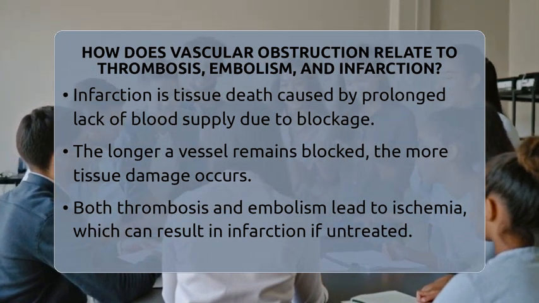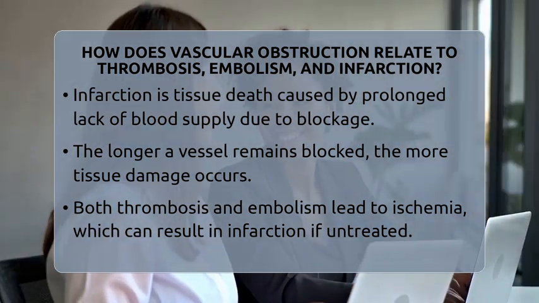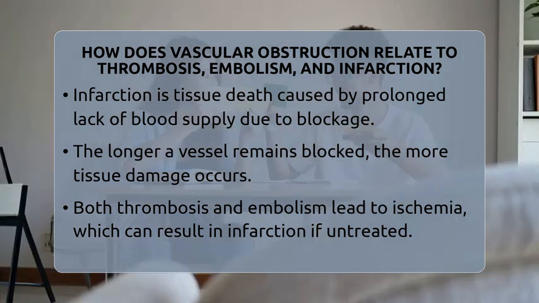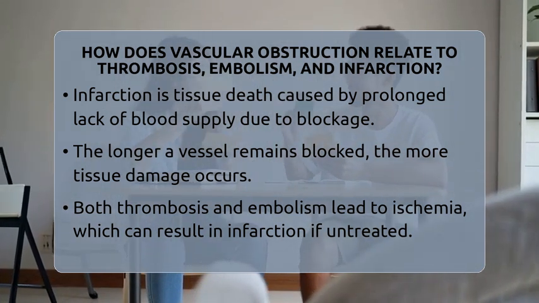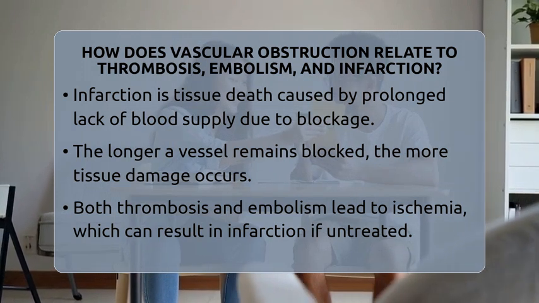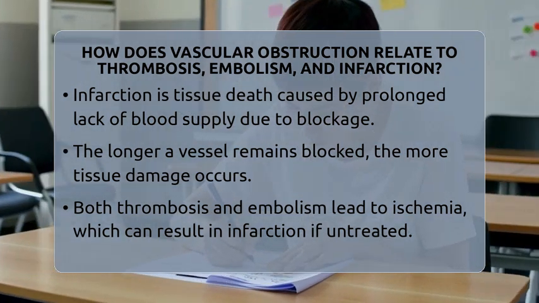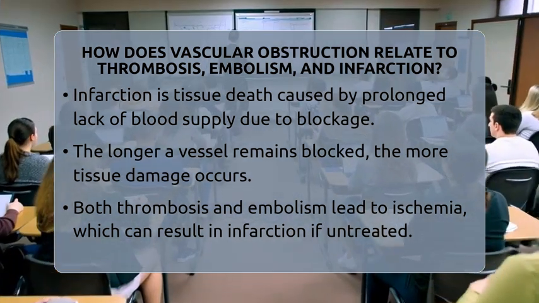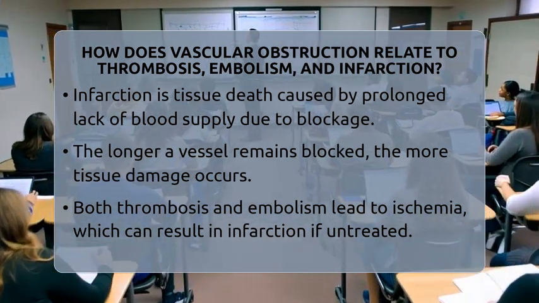When a blood vessel is blocked by a clot or embolus and blood can't reach the tissue, oxygen and nutrients are cut off. The longer the blockage lasts, the more tissue dies. For example, if a coronary artery is blocked for too long, parts of the heart muscle die, leading to a heart attack. So how are these connected?